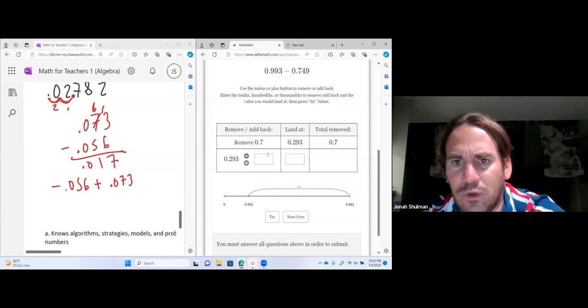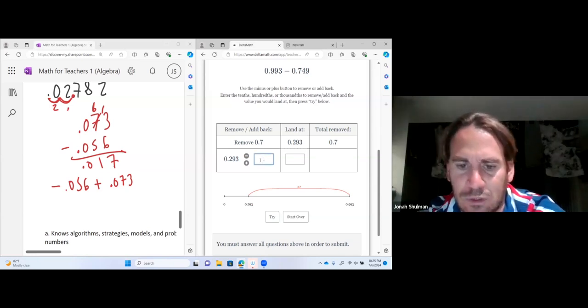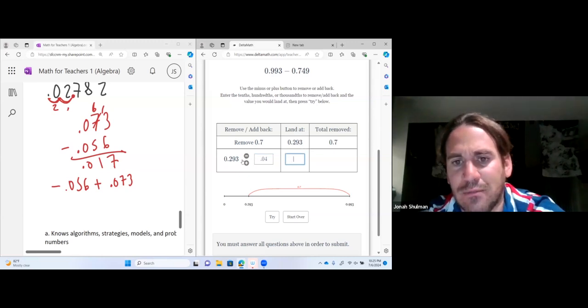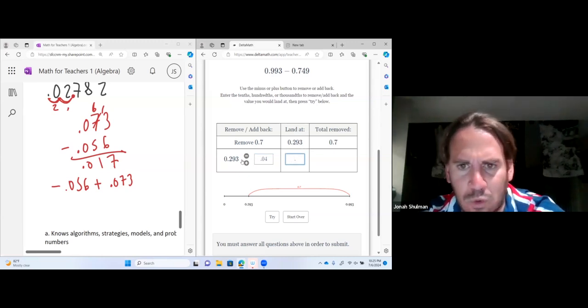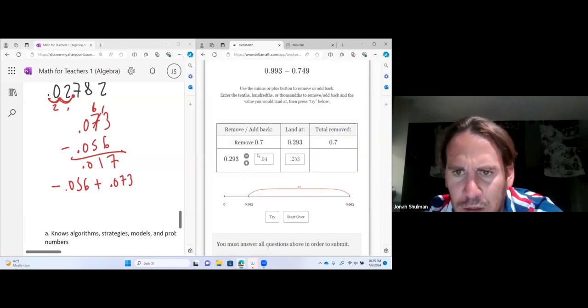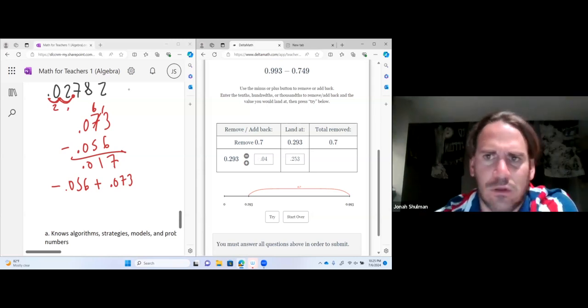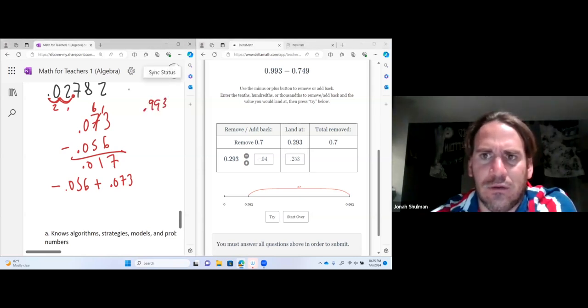Now I have to get rid of the 0.4. So it's the 0.04. That's the next place. So it's basically just 29 minus 4. So this is going to be 0.253. 0.29 minus 0.4. Well, let's look at it. 0.993 minus 0.749. Well, that's the final answer.